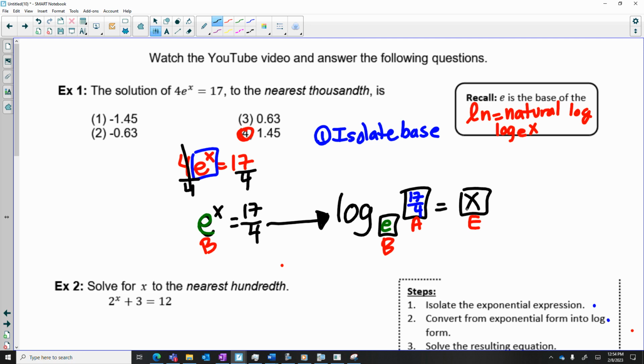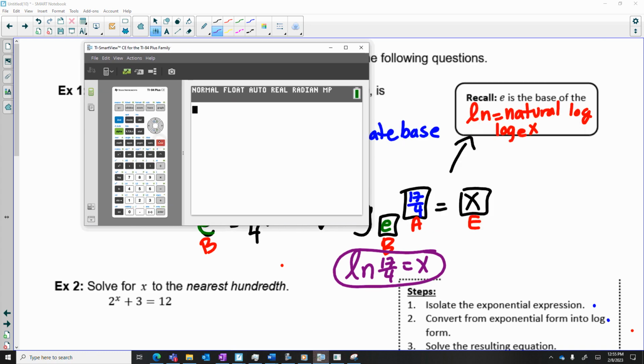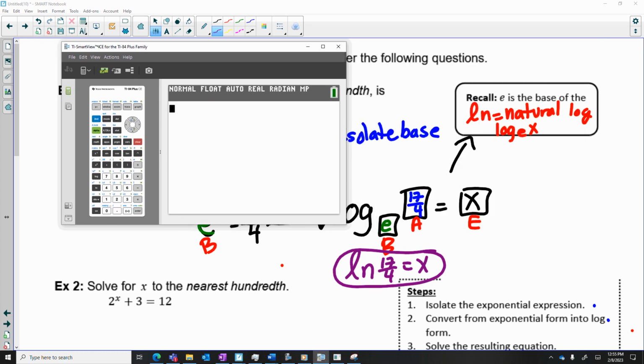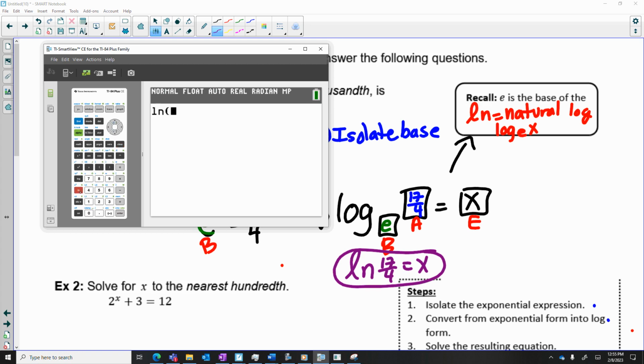Now I want to solve this out. I have log base e. We said log base e is the natural log. So I can rewrite this as ln of 17 over 4, and I'm going to get my answer. Okay, so let's do it now. I'm going to show you two methods. Method 1, press ln. ln is located on the left-hand side next to the 4. Press ln, 17 over 4, and then close parentheses, and you get your answer 1.45, which we said was choice 4.